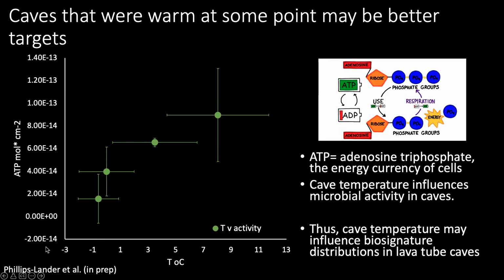And so when we measured the ATP content in the caves at Craters of the Moon, what we found is that as you get warmer, you have more microbial activity. The horizontal error bars reflect the variation in temperature in the caves, and the vertical error bars reflect our very small sample size. But still, there's enough here to suggest that this is a trend. And it makes sense, honestly, right? Because you're more active when it's warmer, or at least I am.